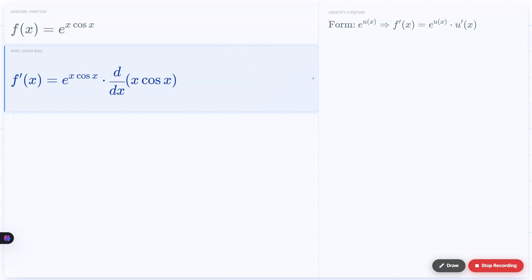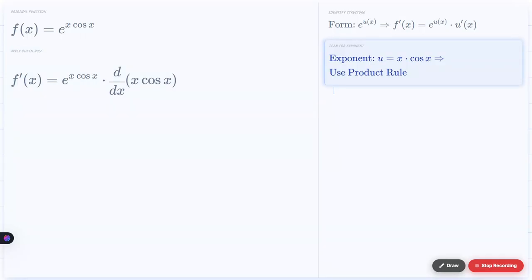We write f prime of x equals e raised to the power of x times cosine x, times the derivative of x times cosine x. We do this to start using the chain rule. The chain rule tells us to keep the outside part and multiply it by the derivative of the inside part.